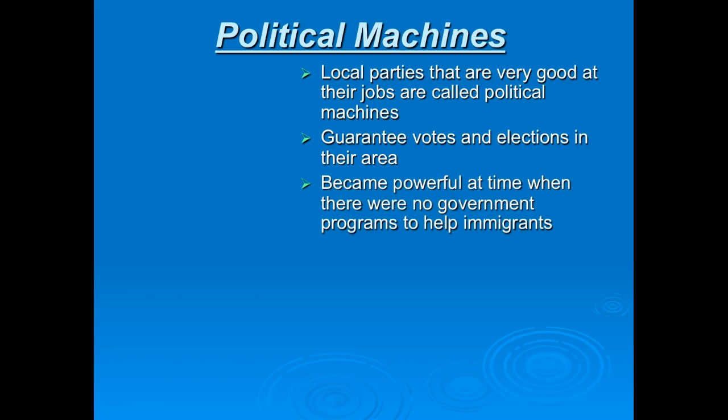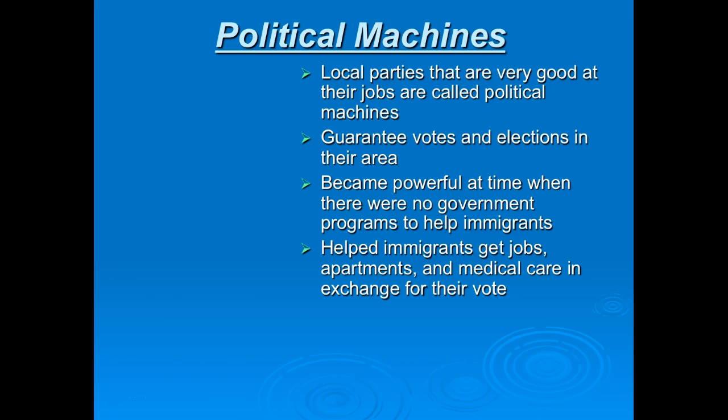They became powerful at a time when there were no government programs to help immigrants. So when you came from Ireland and you immigrated to the United States, a party member of the political machine would come and help find you a job and help find you housing, and in exchange you would agree to vote for candidates that they selected. It was really a pretty ingenious system, if not ethical.